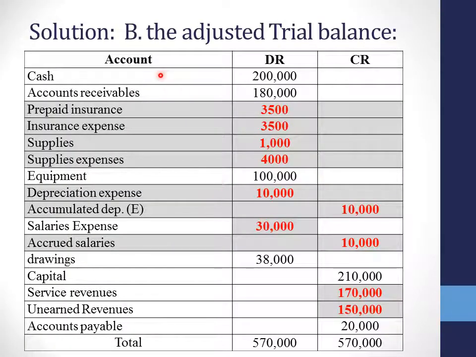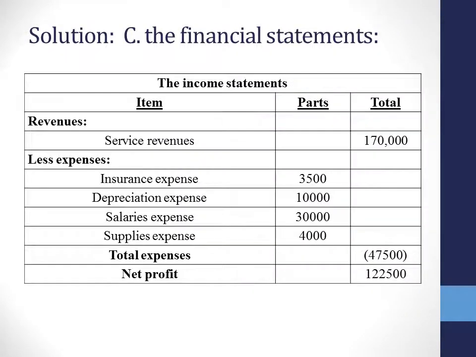So by now we have answered required B, which is preparing the adjusted trial balance. This is the adjusted trial balance. From this adjusted trial balance you can now prepare the financial statements. We're gonna prepare the income statement, the owner's equity statement, and the balance sheet like we're gonna see in a few. So required number C is to prepare the financial statements.